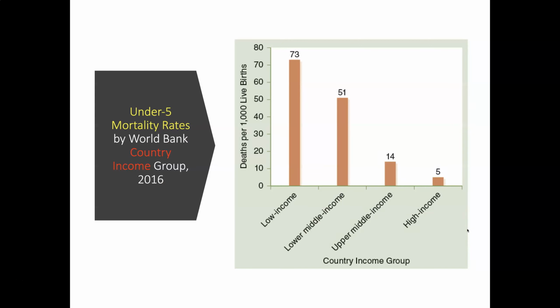So just moving on, the other health indicator that you'll quite often see looked at is the under 5 mortality rate. And this is the probability that a newborn will die before reaching the age of 5. And it's expressed as a number per 1,000 live births.